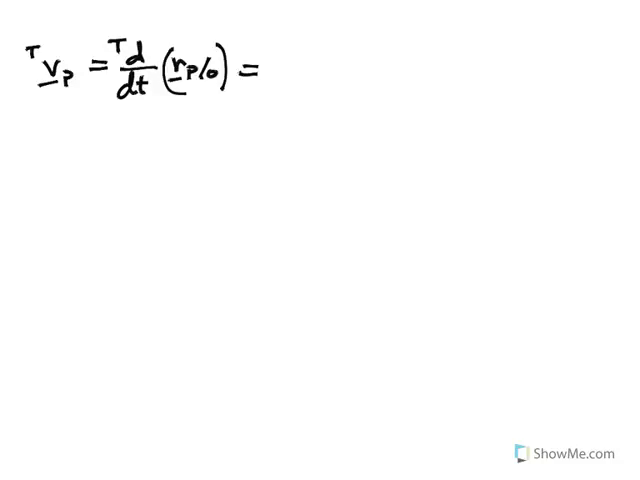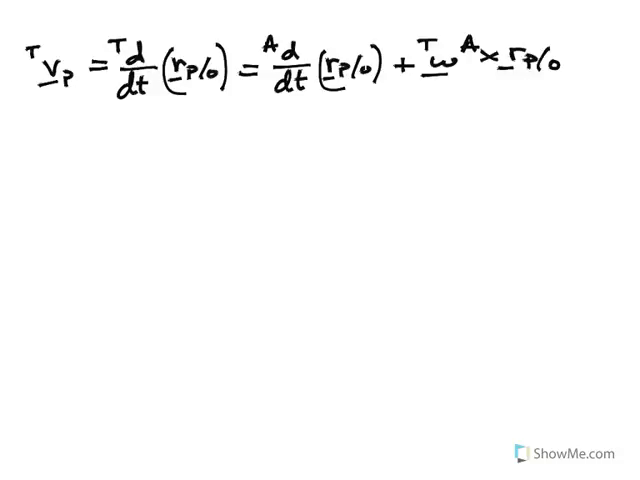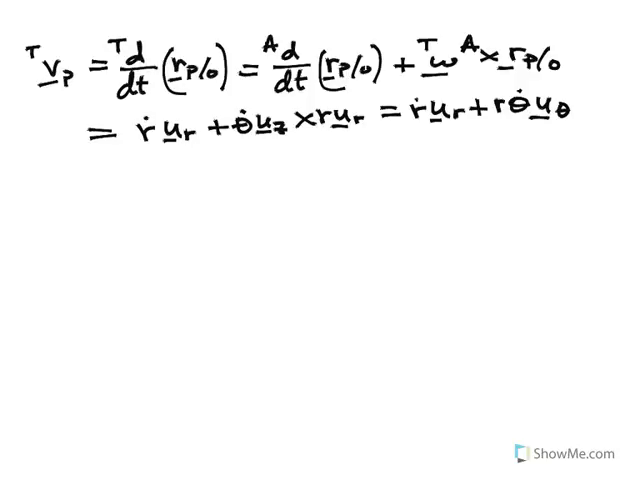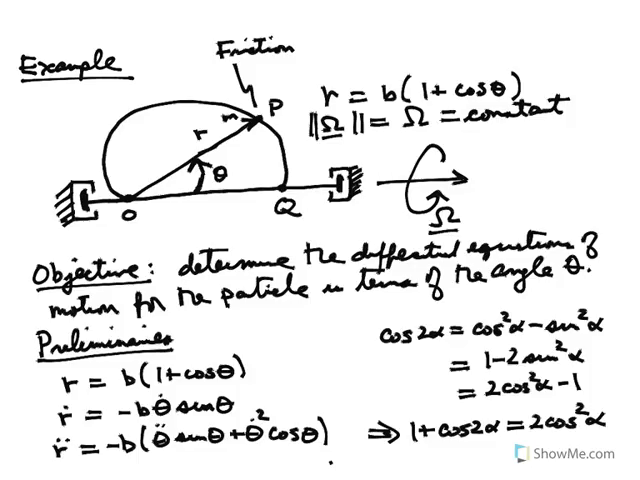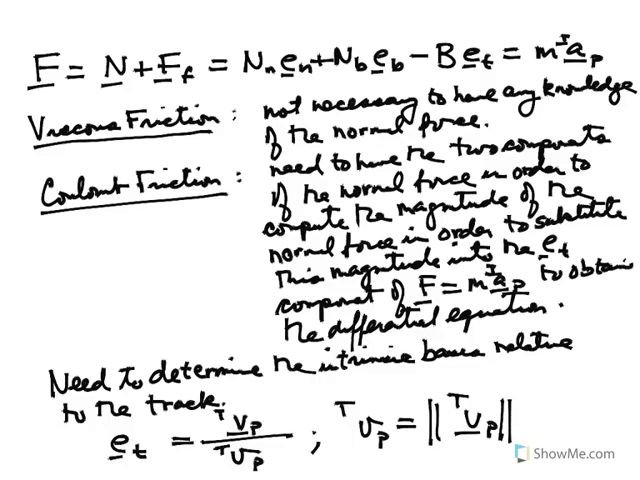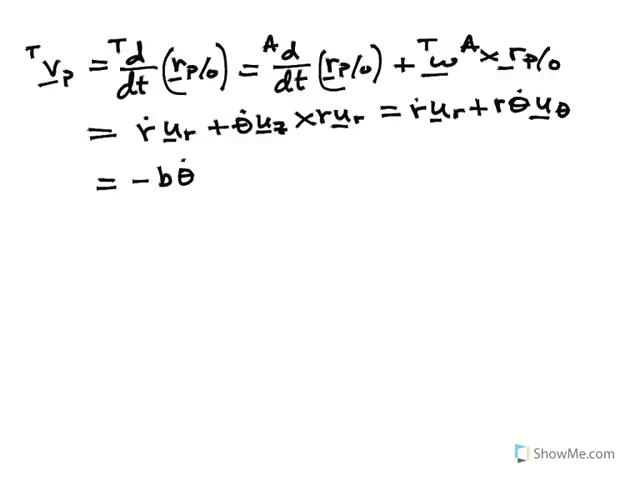But the position of P relative to O is expressed in coordinates that are fixed in reference frame A. So this is equal to d dt in A of the position of P relative to O plus the angular velocity of A in T crossed with the position of P relative to O, which is equal to r dot ur plus theta dot uz crossed with r, which is equal to r dot ur plus r theta dot u theta. But if you look back over at the original expression, r is equal to b times 1 plus cosine theta, and r dot is equal to minus b theta dot sine theta. So now I can substitute those two results in here. This is equal to minus b theta dot times the sine of theta times ur plus b theta dot times 1 plus the cosine of theta times u theta when we finally put it all together.